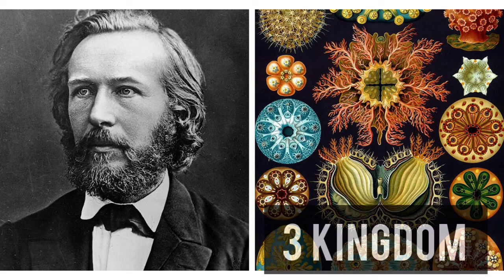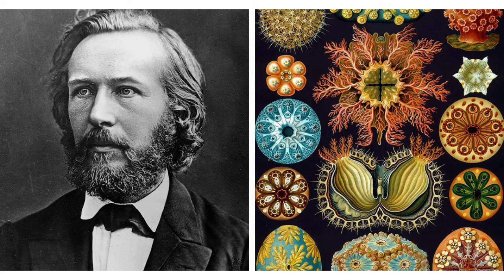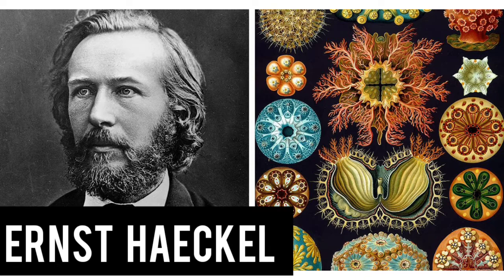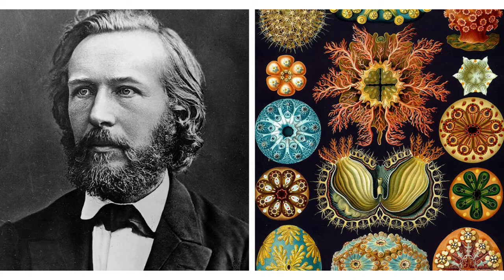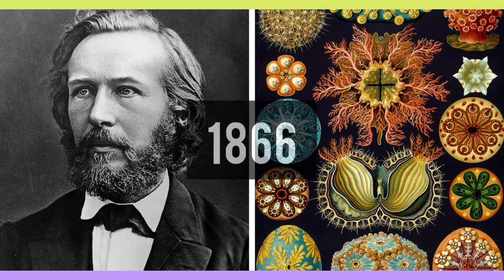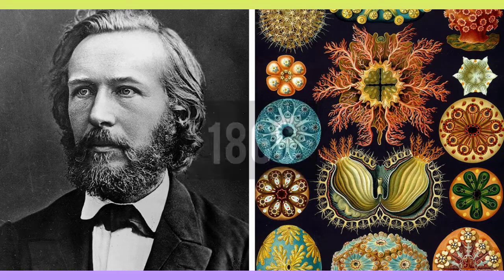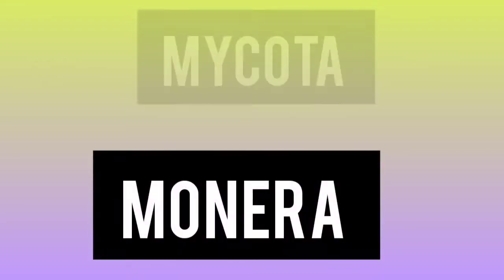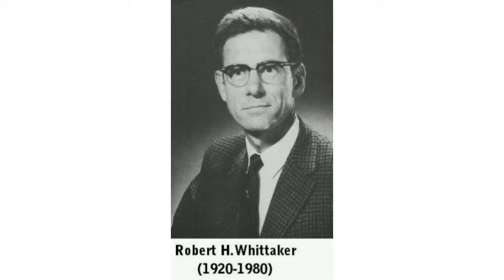Next, the three kingdom system of classification was done by Ernst Haeckel. He was a German zoologist, in 1866. Next, the four kingdom classification was done by Copeland in 1956. He divided the living world into Mycota, Protista, Plantae, Animalia. Here remember that Mycota is nothing but Monera.